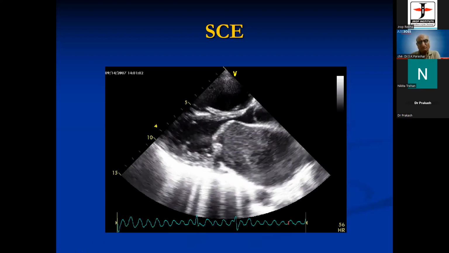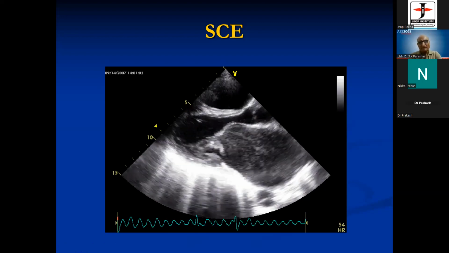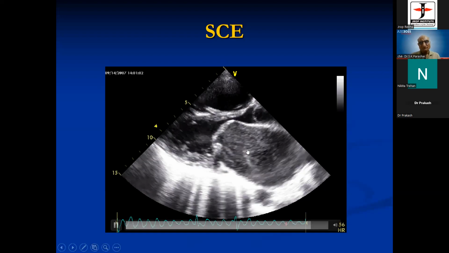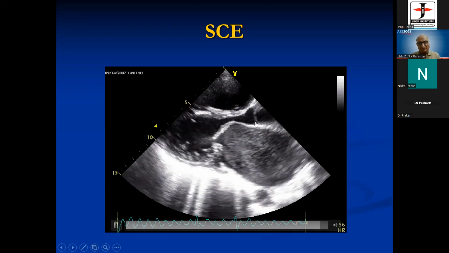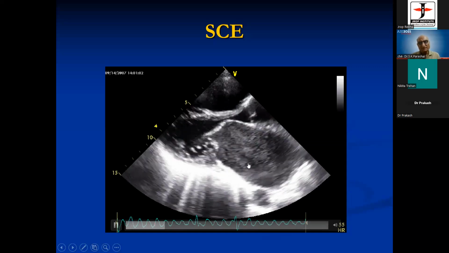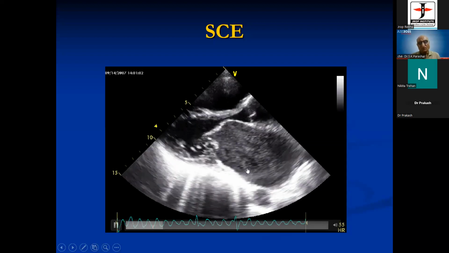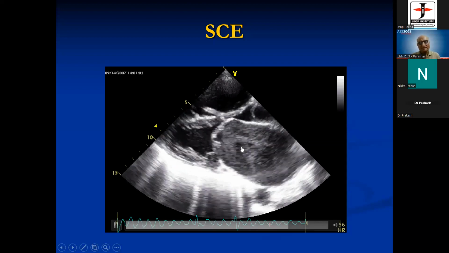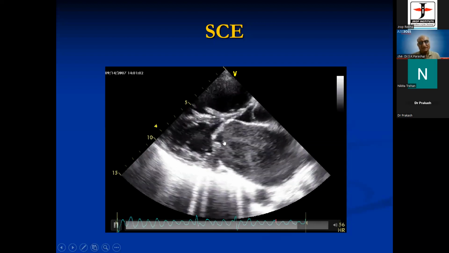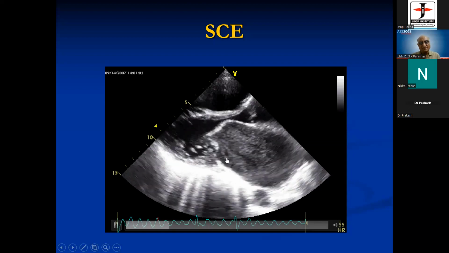It is very uncommon to see a thrombus without a spontaneous contrast echo. And even if you don't see a thrombus, follow these patients, because 10 to 15% of them can develop a thrombus over a period of time. So this is a beautiful example of smoke in the left atrium. Somebody calls it spontaneous contrast echo. And you see a typical doming of the anterior mitral leaflet, thickening, and anterior motion of the posterior leaflet.